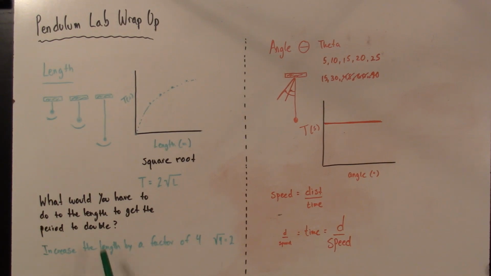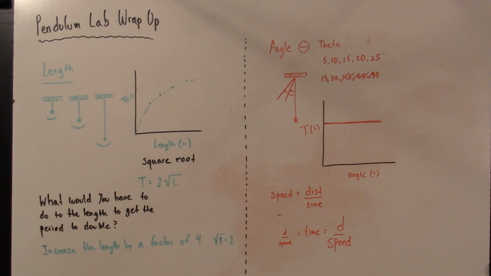What would you have to do to get the period to triple? You'd have to increase the length by a factor of 9. And so this idea here is going to be important for you later. It's a square root relationship between the period and the length.